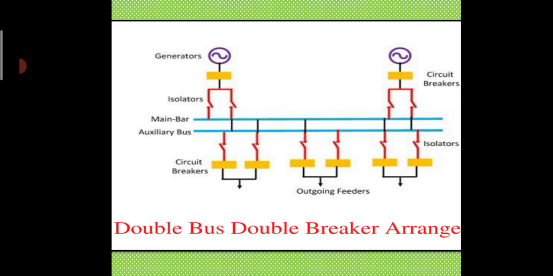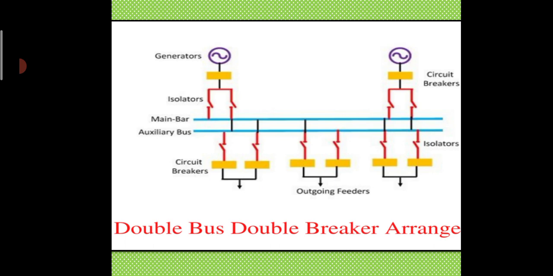The scheme provides double feed to each circuit. Thus, it gives very high reliability and operational flexibility. However, it involves high cost, having two circuit breakers per circuit. Its advantages: two circuit breakers in each circuit give flexibility to connect the feeder circuits to any bus. For service maintenance, any breaker can be taken out, and it has high reliability.